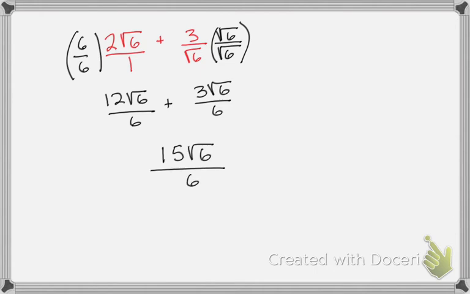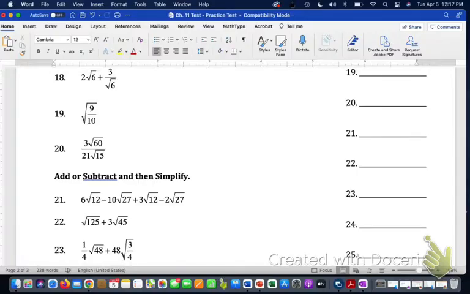Now we have to simplify the non-radicals, and they're both divisible by 3. So 6 divided by 3 is 2, and 15 divided by 3 is 5. And so we end up with 5 rad 6 all over 2.